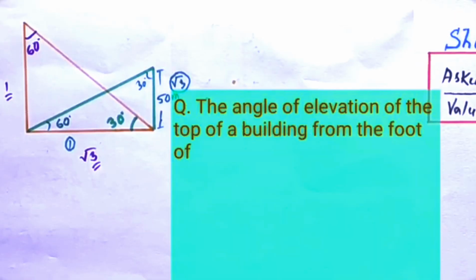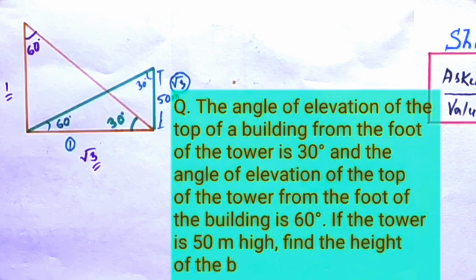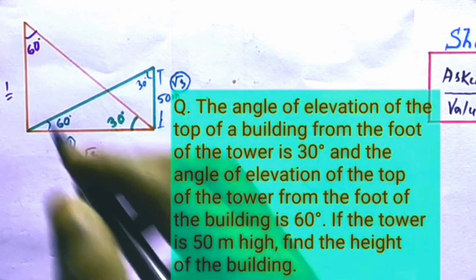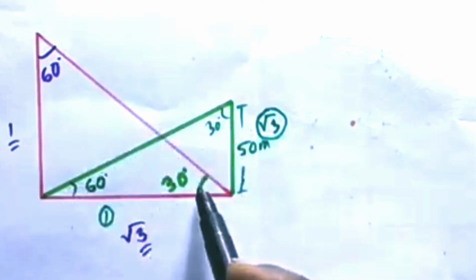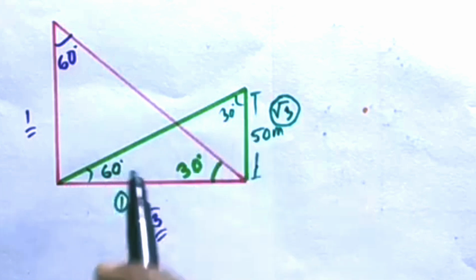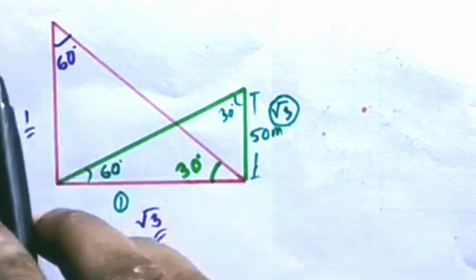So we have a question. The angle of elevation of the top of a building from the foot of the tower is 30 degree and the angle of elevation of the top of the tower from the foot of the building is 60 degree. If the tower is 50 meter high, find the height of the building. This is the building. The angle of elevation from the foot of the tower is 30 degree and the angle of elevation from the foot of the building to the top of the tower is 60 degree. The height of the tower is 50 meter. What we have to find is the height of the building.